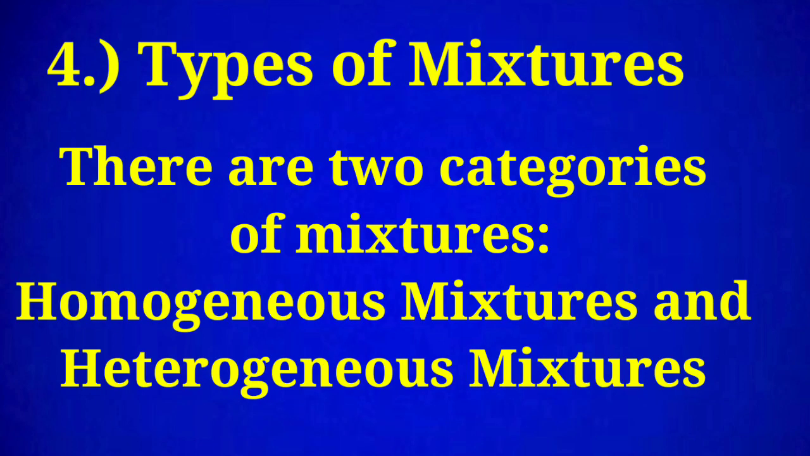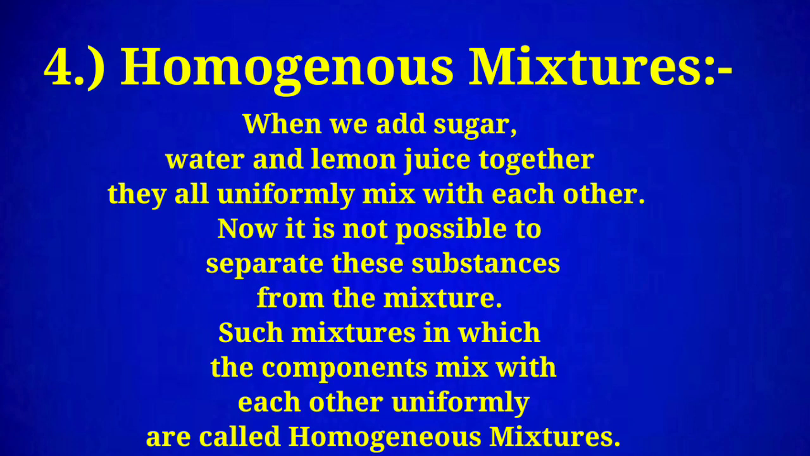Types of mixtures. There are two categories of mixtures: homogeneous mixtures and heterogeneous mixtures. Homogeneous mixtures: when we add sugar, water, and lemon juice together, they all uniformly mix with each other. Now, it is not possible to separate the substances from the mixture. Such mixtures in which the components mix with each other uniformly are called homogeneous mixtures.